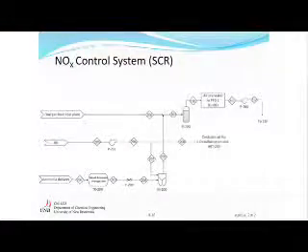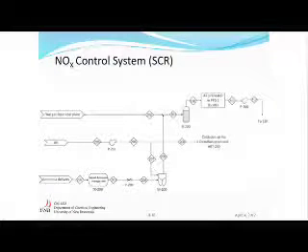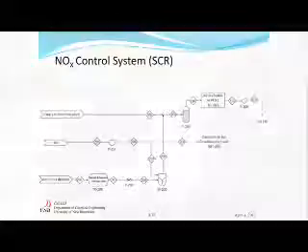So in the nitrogen oxides control section, we are using a selective catalytic reactor. The flue gas from the power plant will be mixed with the air and ammonia mixture upstream of the SCR reactor. This mixture will be injected into the flue gas stream, and it will react inside the SCR reactor to produce nitrogen and water vapor, which are inert and can be released to the environment.